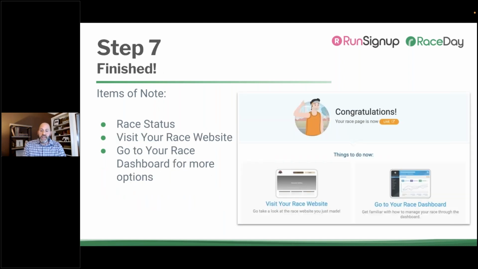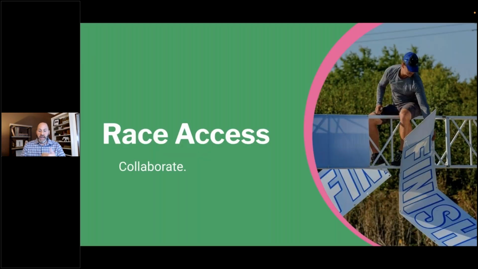And then once you get through that and you're on step 7, it's going to show you your race status. Hey, you've created your race. Now let's go and view all that awesome work that you've done. What does it look like right now? Or you can go to your race dashboard and start doing those additional customizations, which we're going to get into as we move forward.